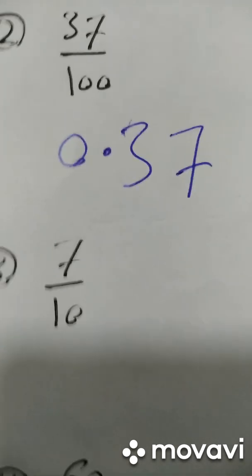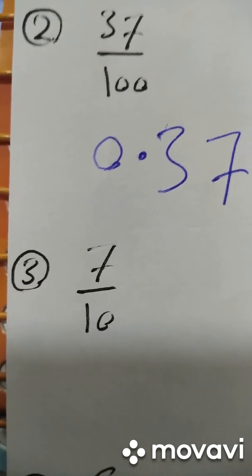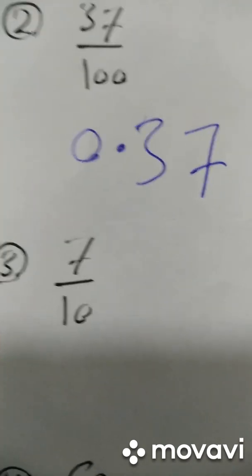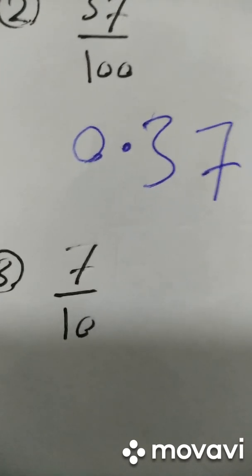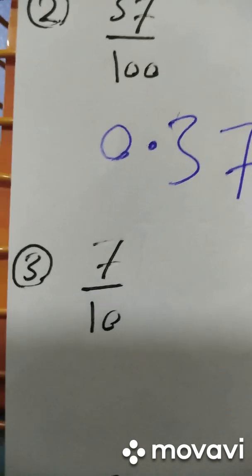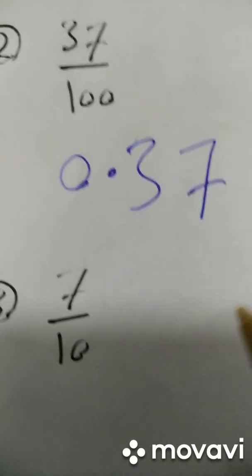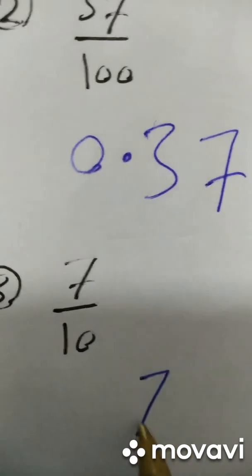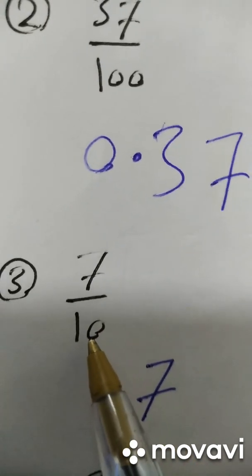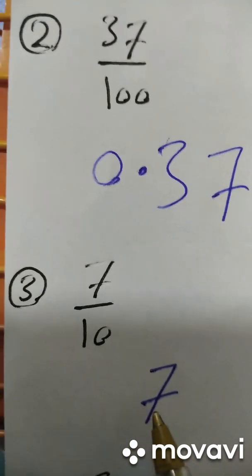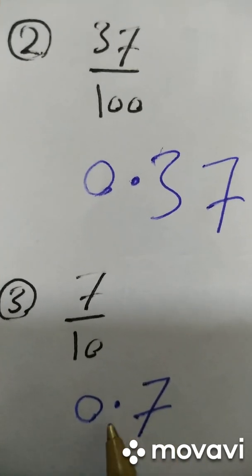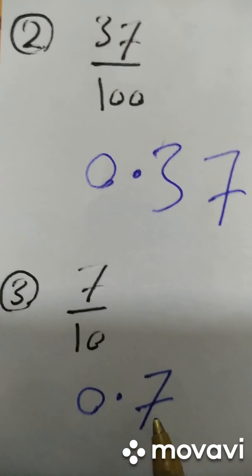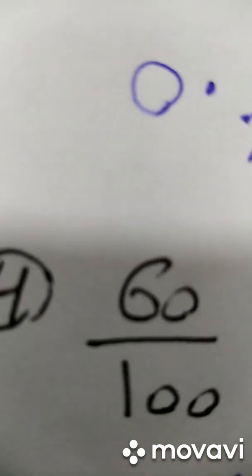Number 3, 7/10. Yes, it's a fraction. Now we want to rename it as a decimal. So put 7, and we have tenths. The decimal place is 1 digit, so put the decimal point after 1 digit. So it will be 7 tenths.